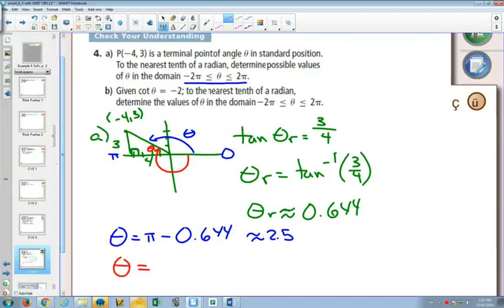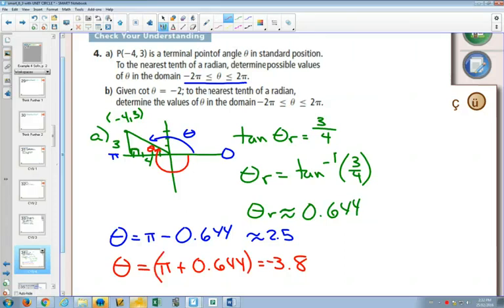I'll do it in red. Pi plus 0.644. So if you go pi plus 0.644, go to our calculator and get that. I get 3.785, which if I round is 3.8. How come that's close but not quite right? It has to be negative.